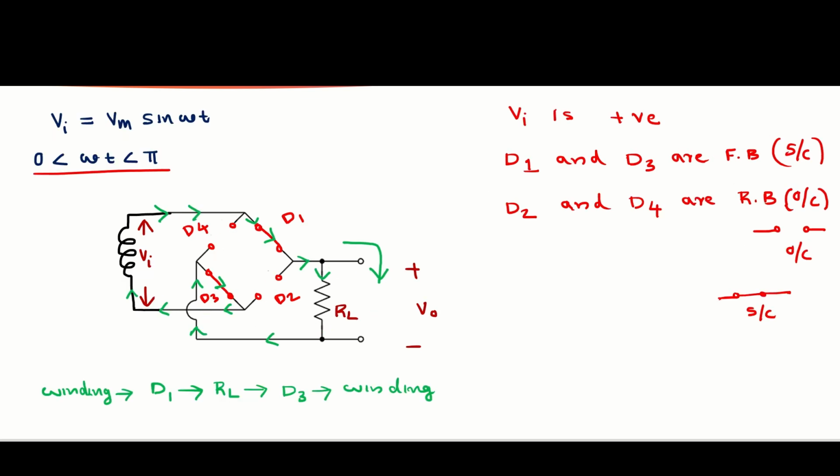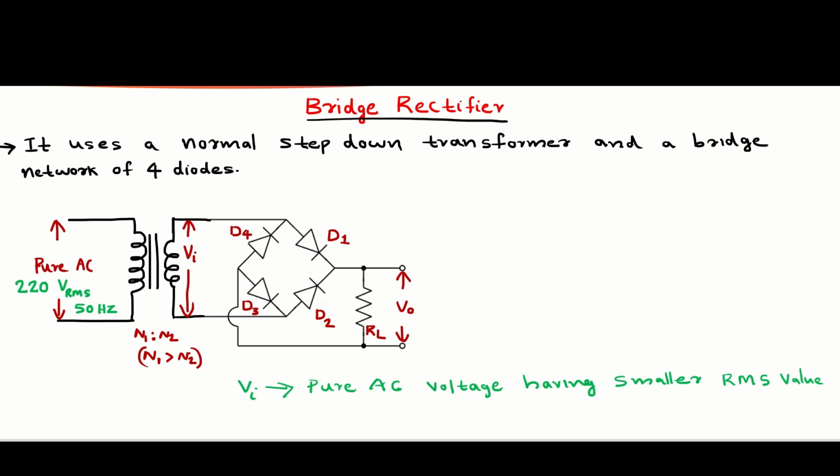So again I will summarize the working of the bridge full wave rectifier. It uses a normal step down transformer and contains 4 diodes. They are arranged in a bridge manner, and when omega t from pi to 2 pi, that means the second half cycle, two diodes are conducting, that means D2 and D4. And when omega t from 0 to pi, D1 and D3 are conducting. Then in both cases the current flowing through the load resistor is in the same direction. So the output waveform is in a unidirectional form or in a pulsating DC form.